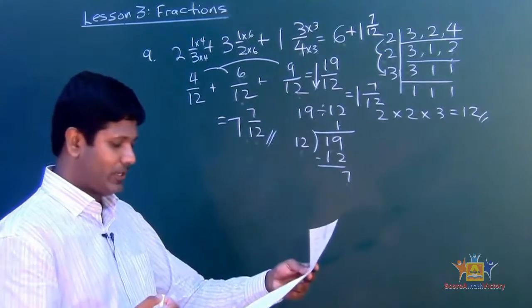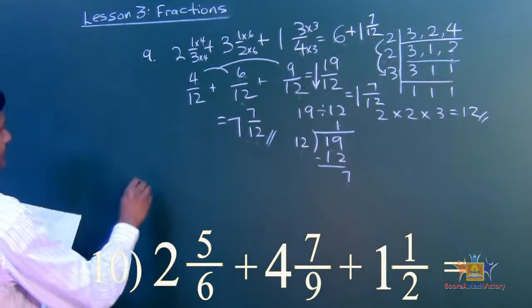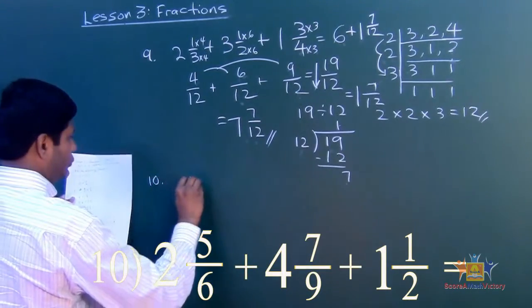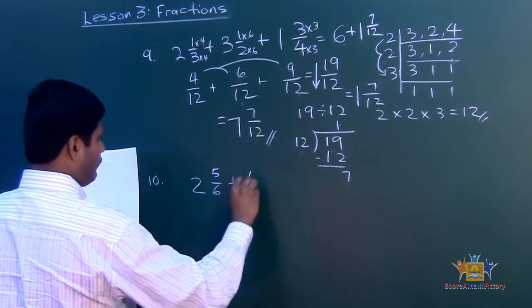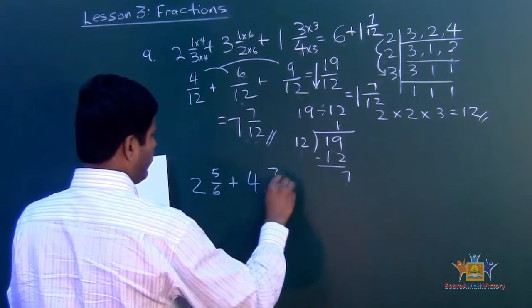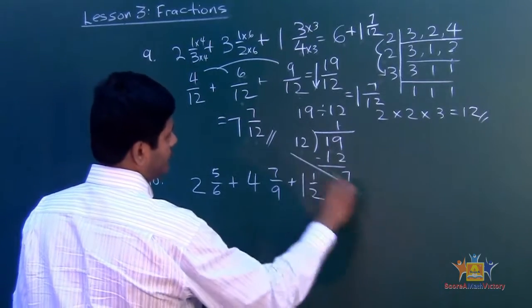Now you go to question number 10, problem number 10. Alright, we got 2 5 over 6 plus 4 7 over 9 plus 1 1 over 2. Alright?